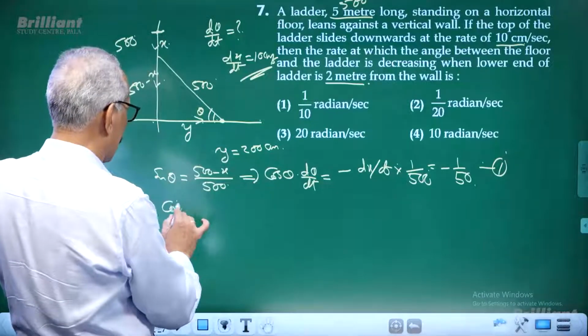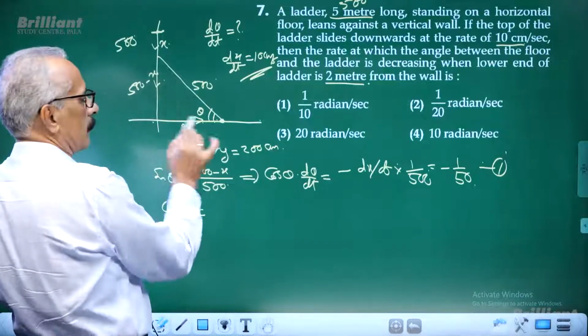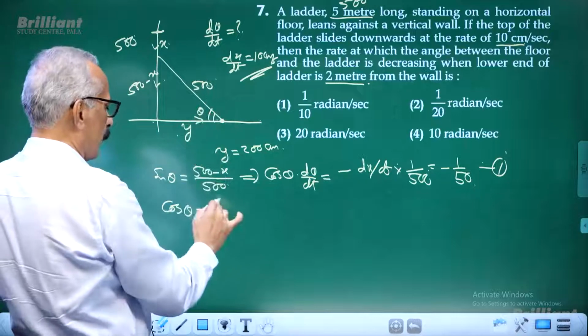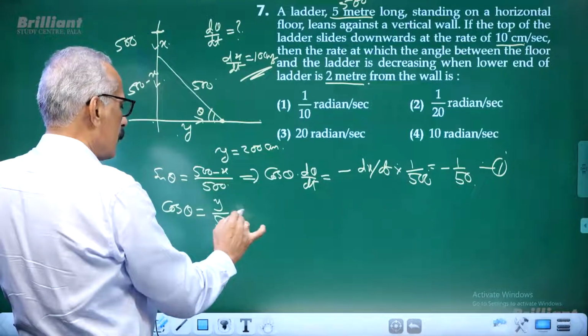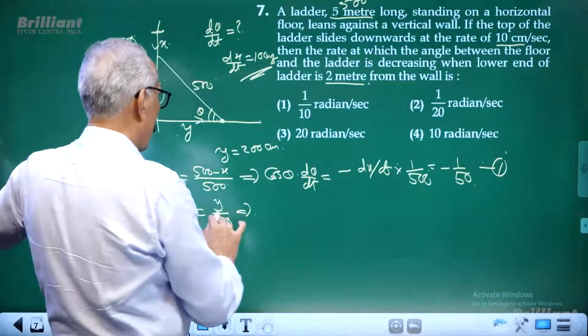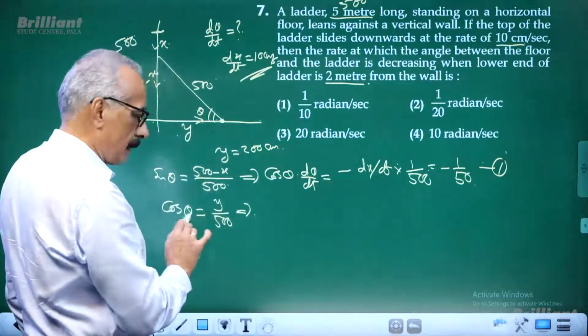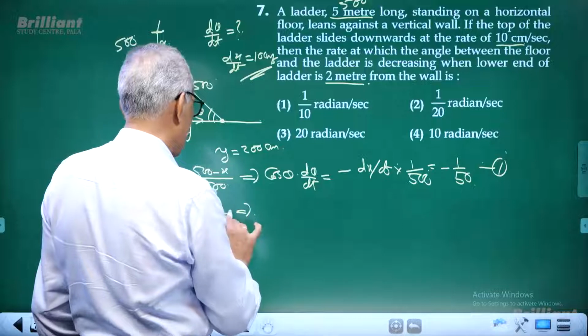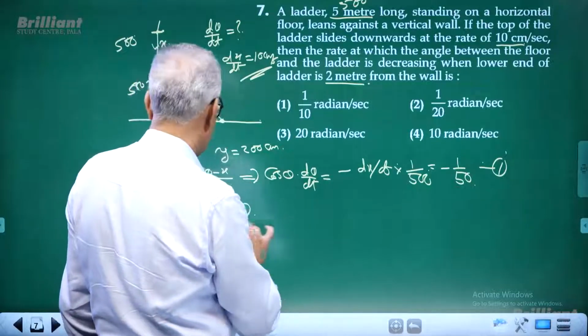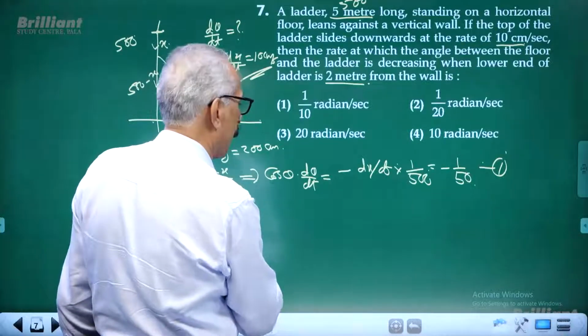Then what will be cos theta from this triangle? Cos theta is adjacent side by hypotenuse, y divided by 500. So let us differentiate. Cos theta, we want this one. Cos theta d theta by dt. So y is equal to 500 cos theta.